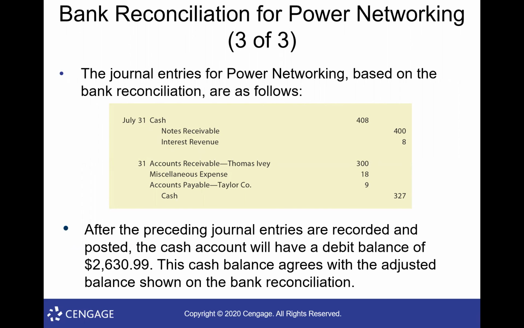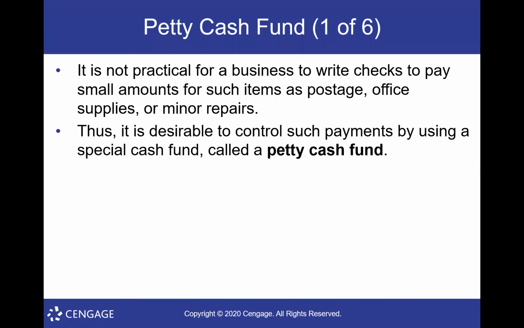And then the miscellaneous expense, that was for the $18 service charge. Some people will actually have a separate account called bank service charges or bank fees. It just depends on the company. And then this debit to the accounts payable for Tayler Company, because of our error, okay? And then our cash goes down by $327. So now, after all of those are entered, we're done with the reconciliation process.